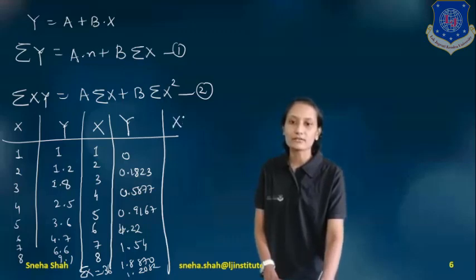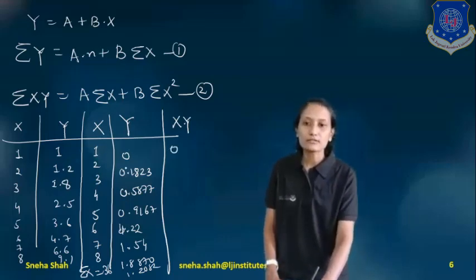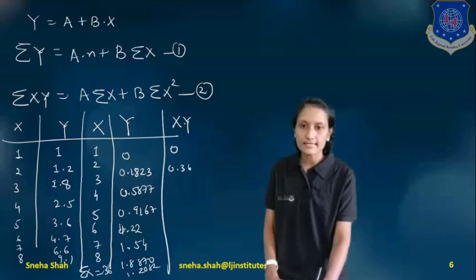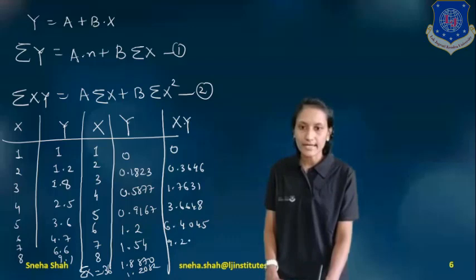So over here I am first of all finding the value of x into y. For that we have to multiply these two terms, capital X into capital Y. So 1 into 0 means 0, 2 into this means 0.3646. Similarly, I will find all the other values. The next value will be 1.7631, 3.6648, 6.4045. Then the next value will be 9.285, 13.209, and the last value will be 17.6656.